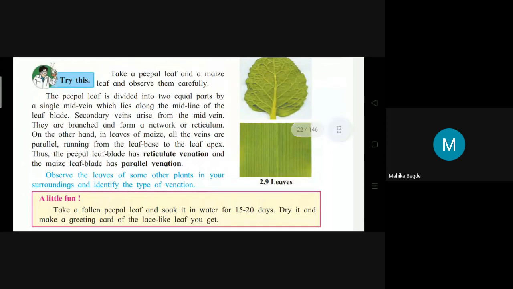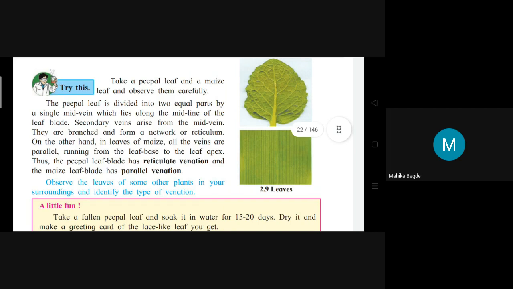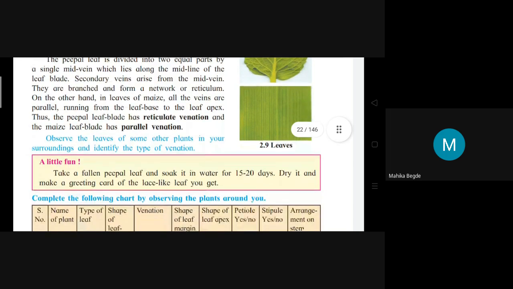Venation. What is venation? The peepal leaf is divided into two equal parts by a single midvein, which lies along the midline of the leaf blade. The secondary veins arise from the midvein. They branch and form a network or reticulum. On the other hand, what about the maize leaf? All the veins are parallel, running from the leaf base to the leaf apex. Thus, the peepal leaf blade has reticulate venation, and the maize leaf blade has parallel venation.